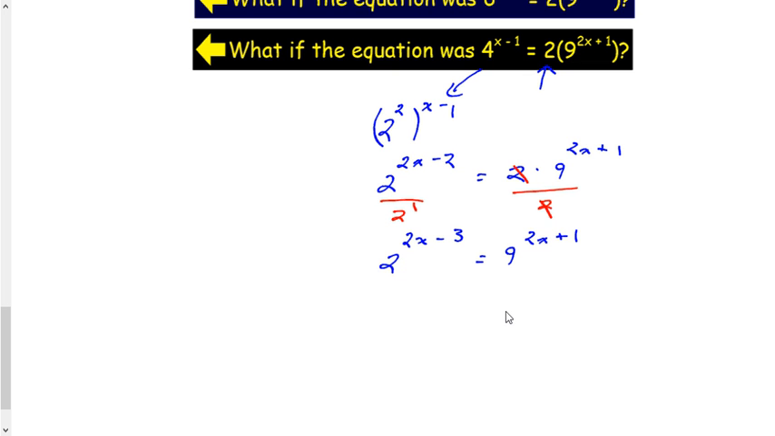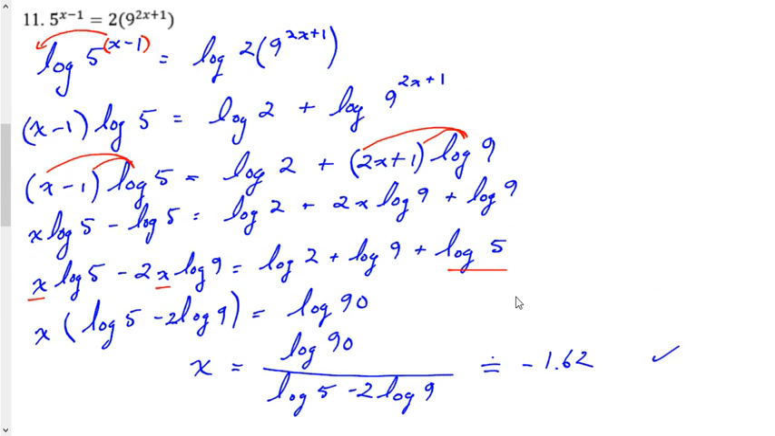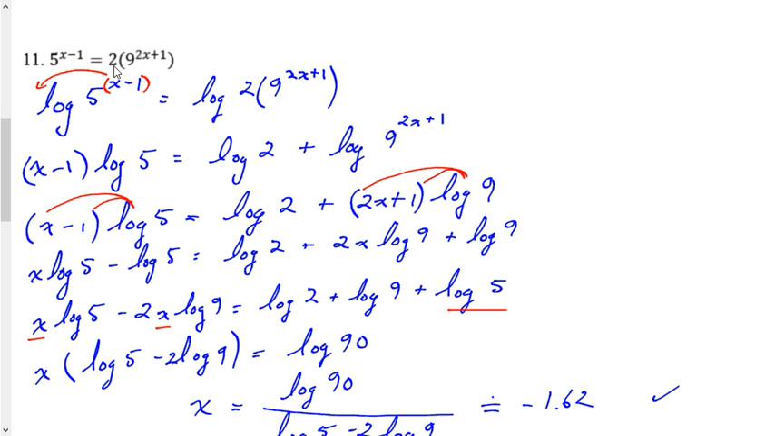So the process that we did in question 11 always works. We just have to be really careful with this 2 and with dealing with this exponent here, separating those two logarithms as our initial step before we bring that exponent down in front of the logarithm.